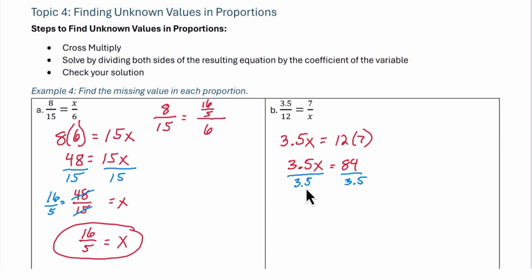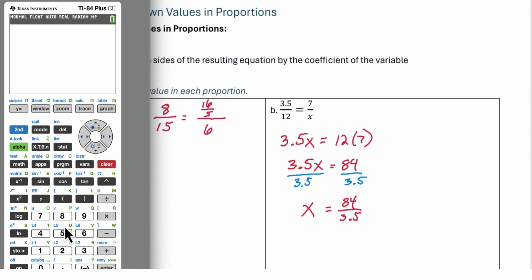3.5 divided by 3.5 is 1. We're left with an x. That is equal to 84 divided by 3.5. We don't want to leave our answer like this. We do want to simplify this. Let's do that in the calculator to save ourselves a little bit of time. 84 divided by 3.5, and we get x is 24.